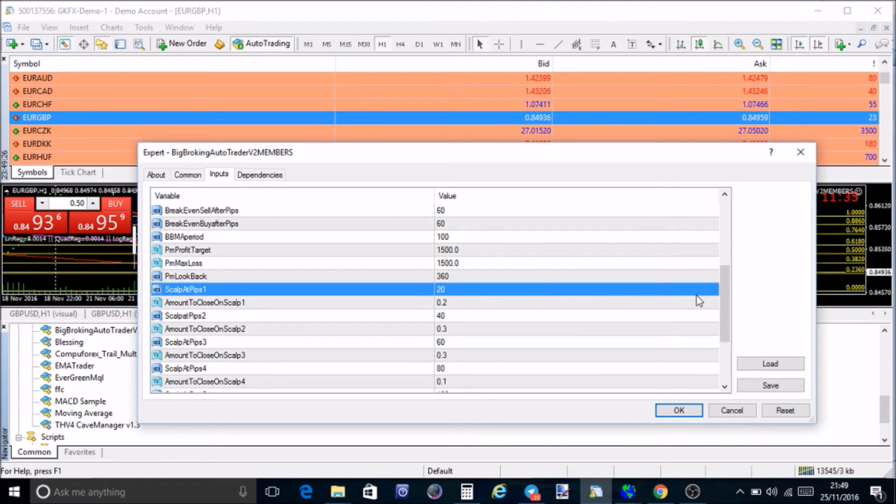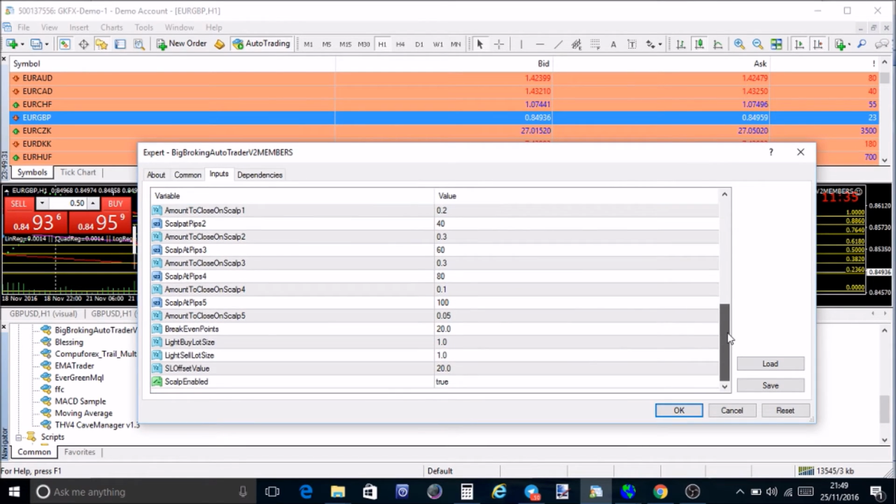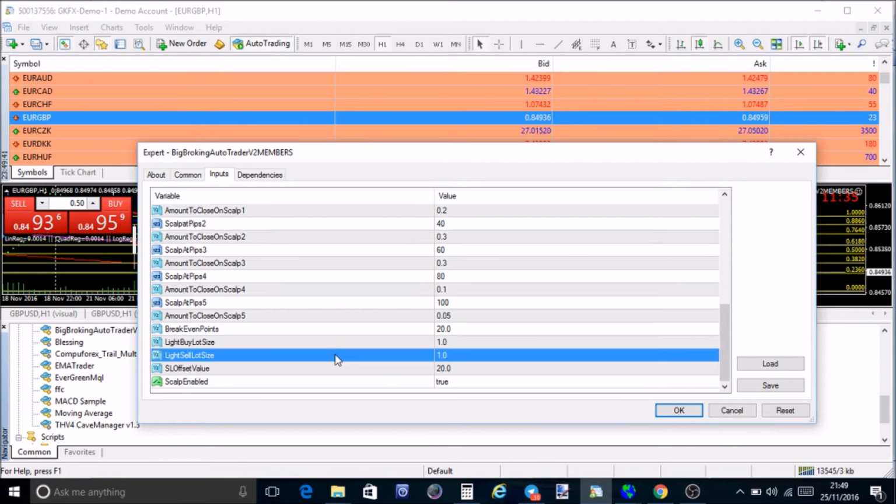Right, now this is quite a technical bit. You need to know what you're planning to do with your lot sizes. So when you're putting in your lot size, we're going to scroll right down here to the bottom. We've got light buy lot size and light sell lot size, because currently we've disabled the hard buy and hard sell settings, because they're currently not working as well as I'd like right now. I want to make them a bit dynamic.